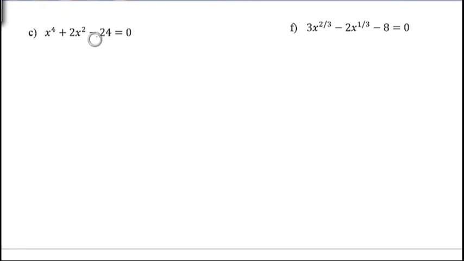So we can make this look exactly like a quadratic with a squared term, a non-squared term, and a constant term. I'm going to let the letter t be equal to, and you always pick the variable in the middle, so we're going to let that be x squared. So if t equals x squared, then t squared, if you square x squared, you get x to the fourth. And so now we're going to substitute.